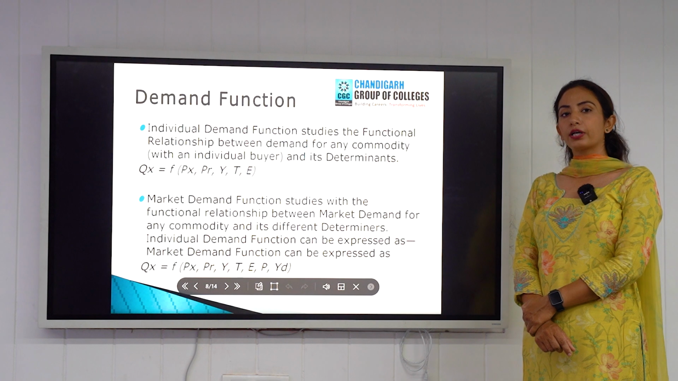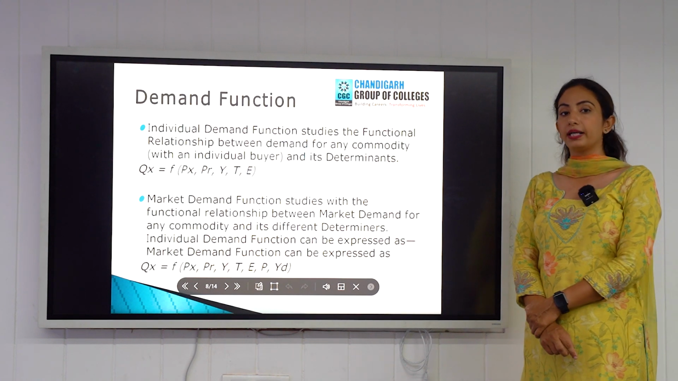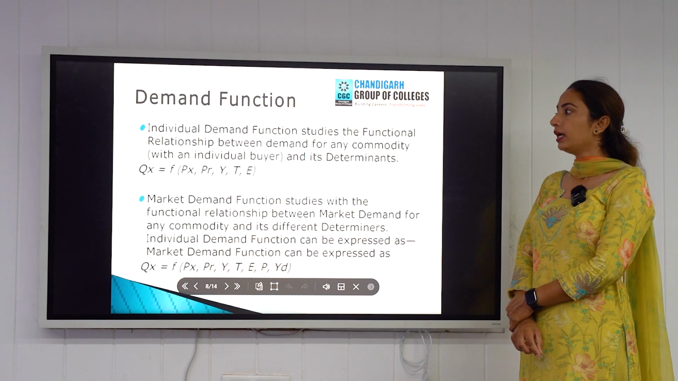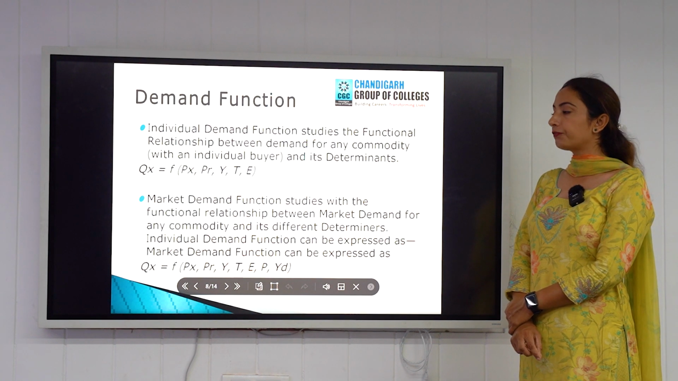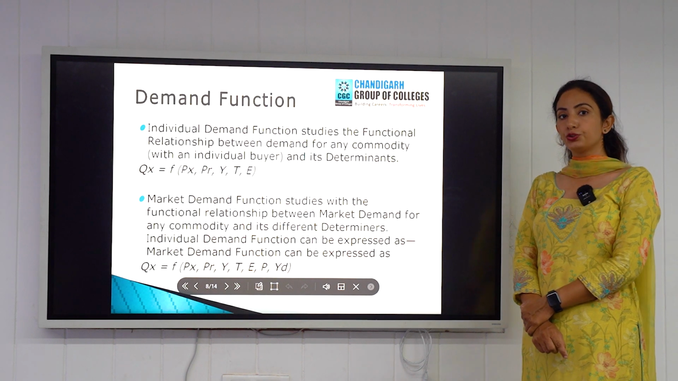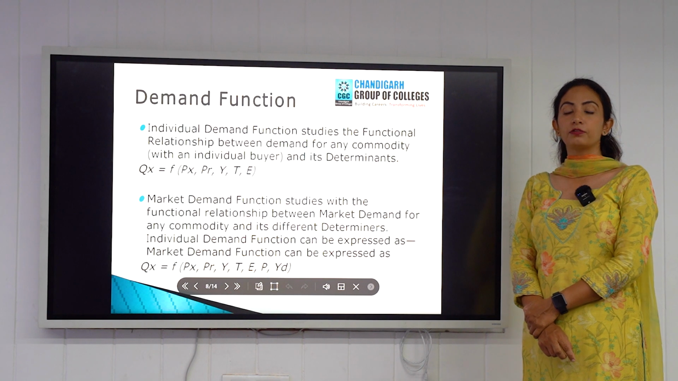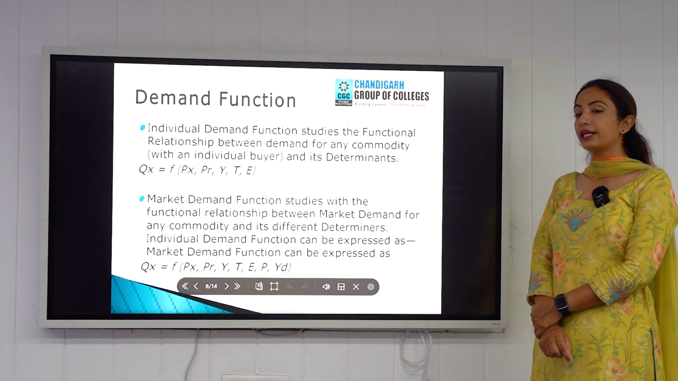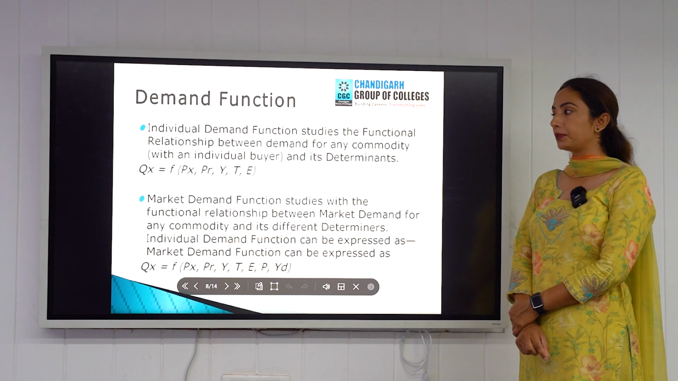In case we are talking about commodity X, Qx will be the quantity of commodity X, and it equals a function of various determinants: price of X, Px, price of related goods, Pr, Y stands for the income of the consumer, T stands for the taste of the consumer, and E stands for the expectations of the consumer. These are the things that usually affect the quantity demanded of a particular person.